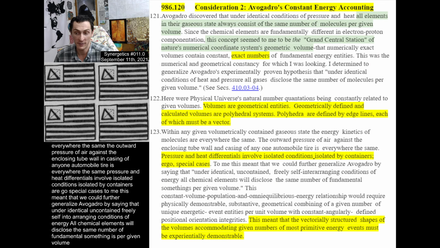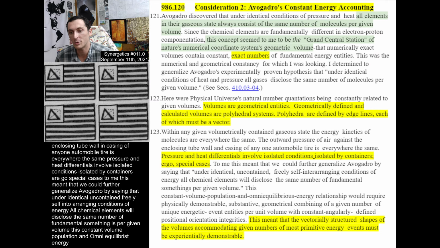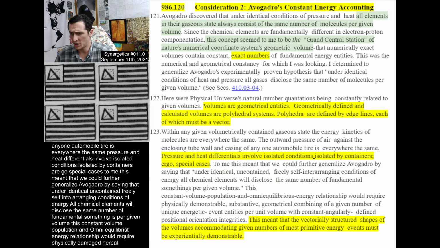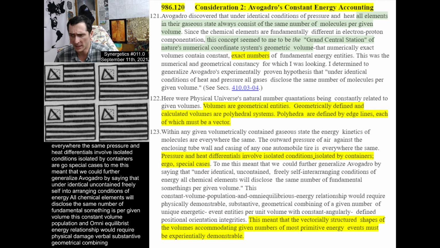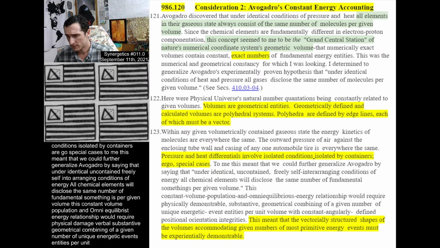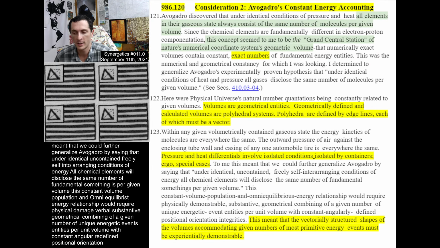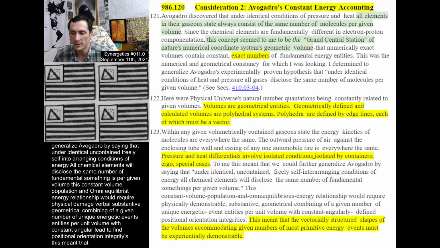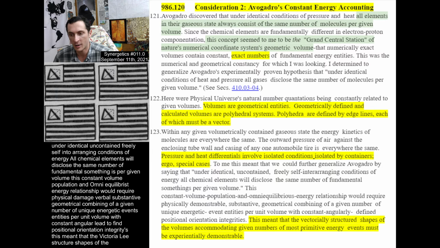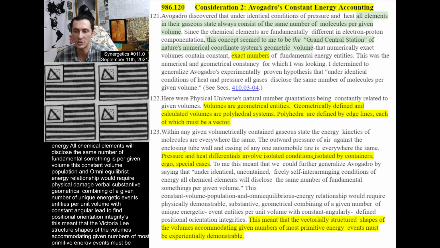This constant volume, population, and omni-equilibrious energy relationship would require physically demonstrable, substantive, geometrical combining of a given number of unique energetic events, entities per unit volume, with constant angularly defined positional orientation integrities. This meant that the vectorially structured shapes of the volumes accommodating given numbers of most primitive energy events must be experientially demonstrable.